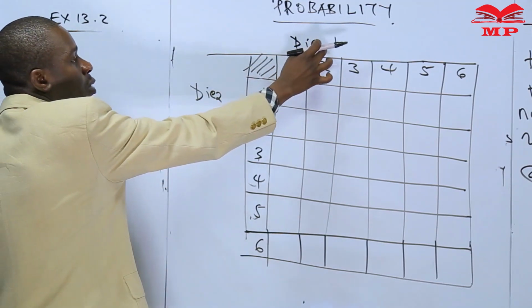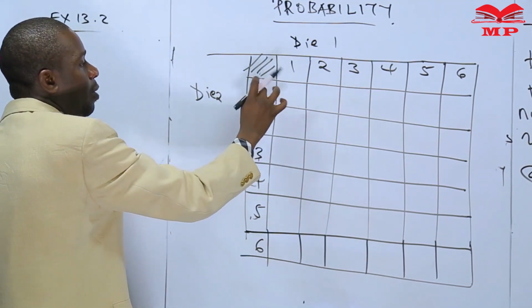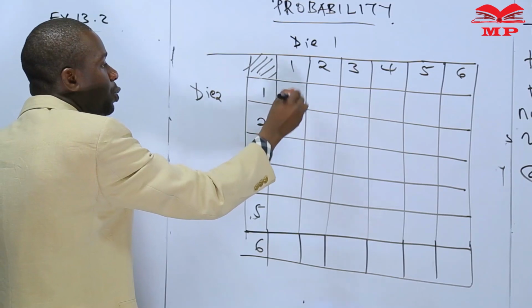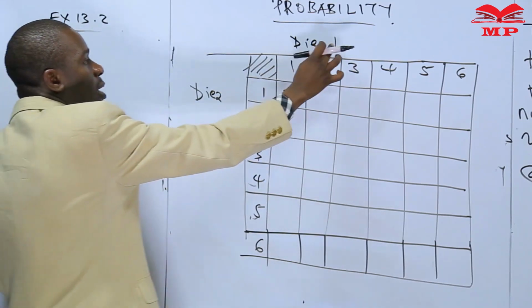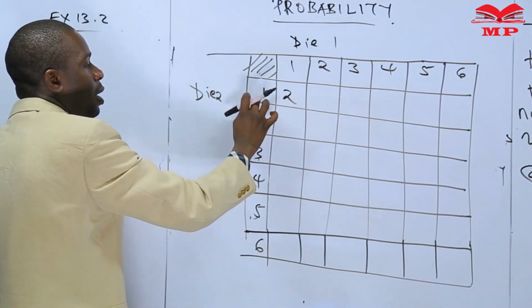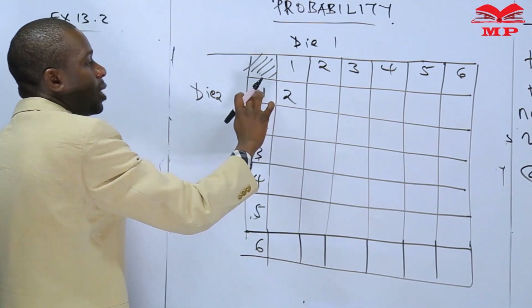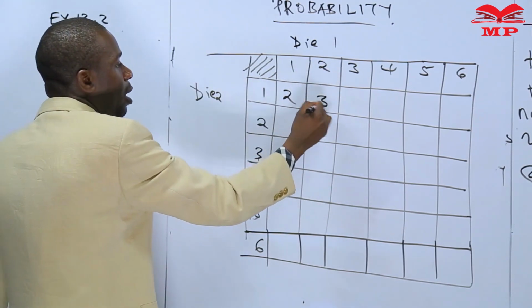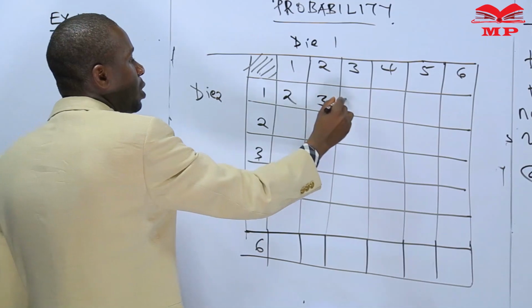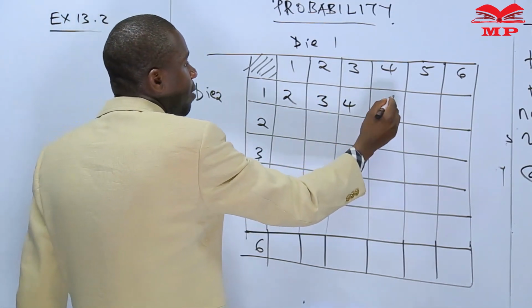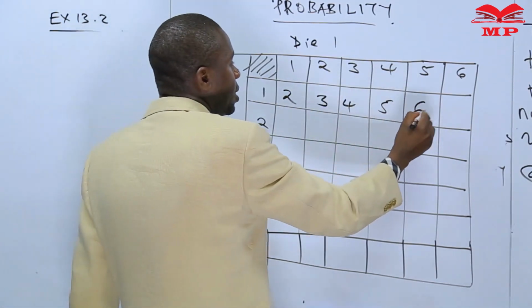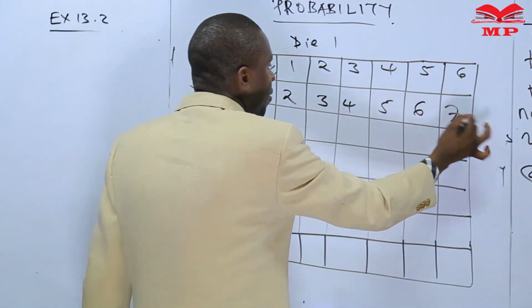Suppose die 1 gives us 1 and die 2 gives us 1. Our sum will be 1 plus 1, which is 2. Suppose die 1 gives us 2, die 2 gives us 1. Our sum will be 2 plus 1, which is 3. So this will be 3 plus 1, which is 4. 4 plus 1 is 5. 5 plus 1, which is 6. 6 plus 1, which is 7.